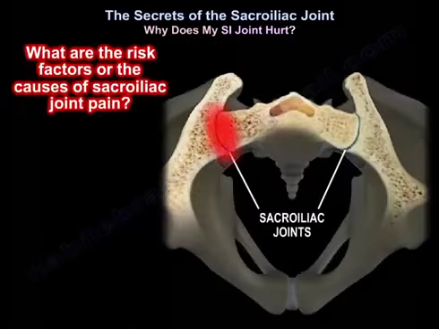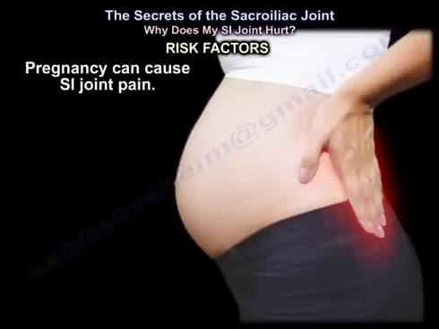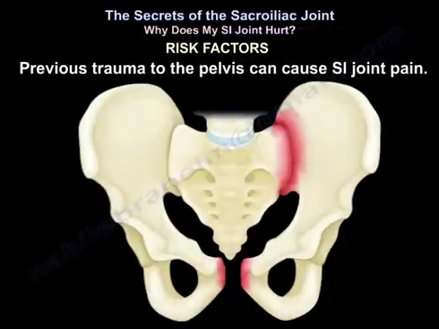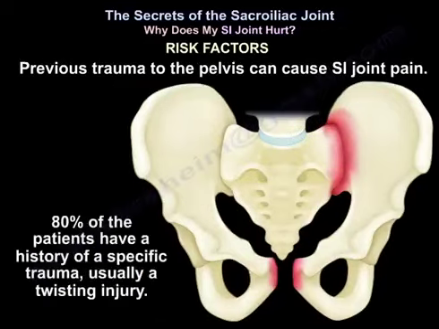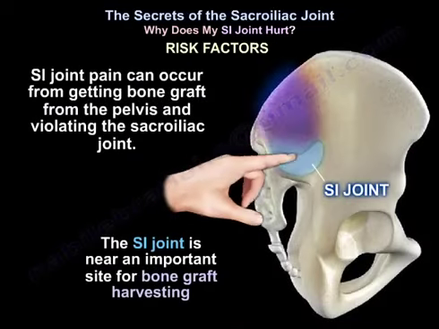So what are the risk factors or the causes of sacroiliac joint pain? The important risk factor is previous lumbar fusion, especially when there are more than 3 levels involved, similar to adjacent segment disease. So if the spine is fused, maybe the sacroiliac joint will move more and become painful. Pregnancy can cause sacroiliac joint pain. Previous trauma to the pelvis can cause SI joint pain. 80% of the patients have a history of a specific trauma, usually a twisting injury, and getting bone graft from the pelvis and violating the sacroiliac joint.